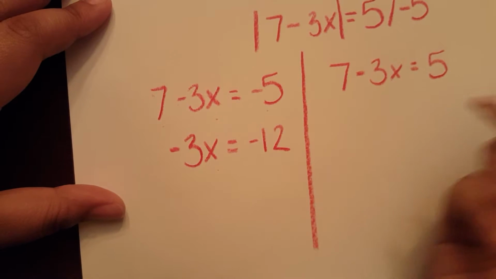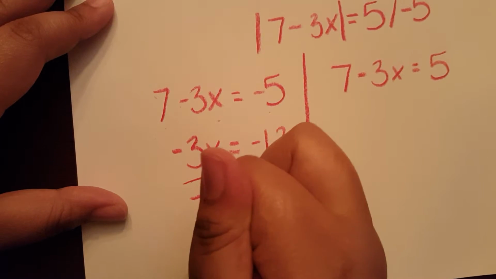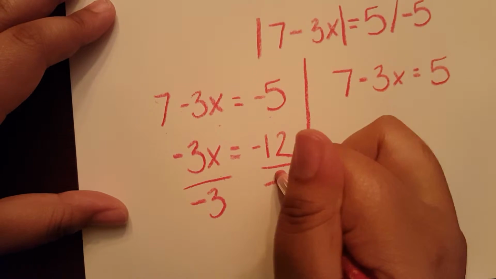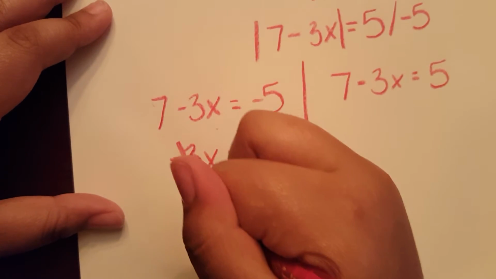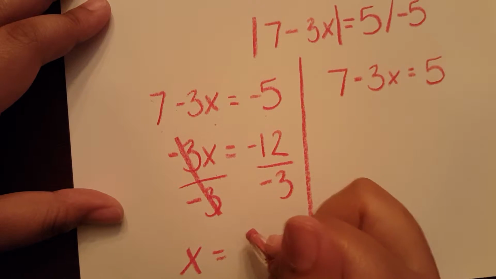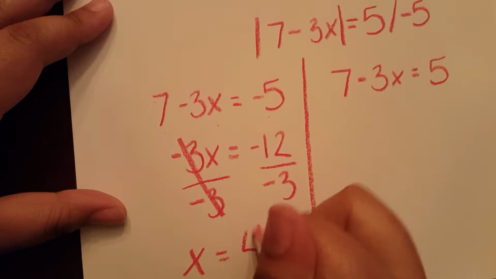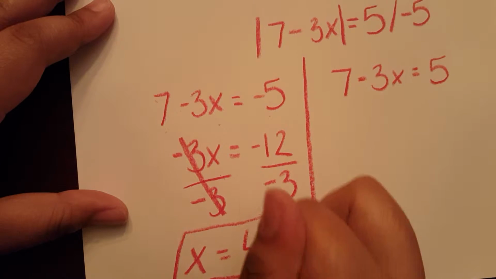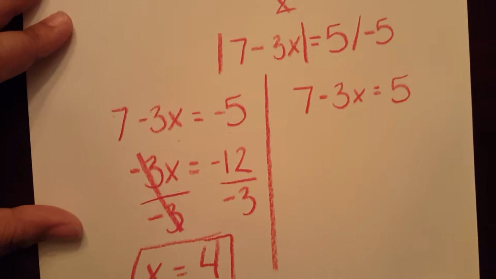So that'll be negative 3x equals negative 12. So to get the x by itself, you need to divide it by negative 3 on both sides. The negative 3's cancel out. So your first answer is x equals 4. Okay, let's get a different color.